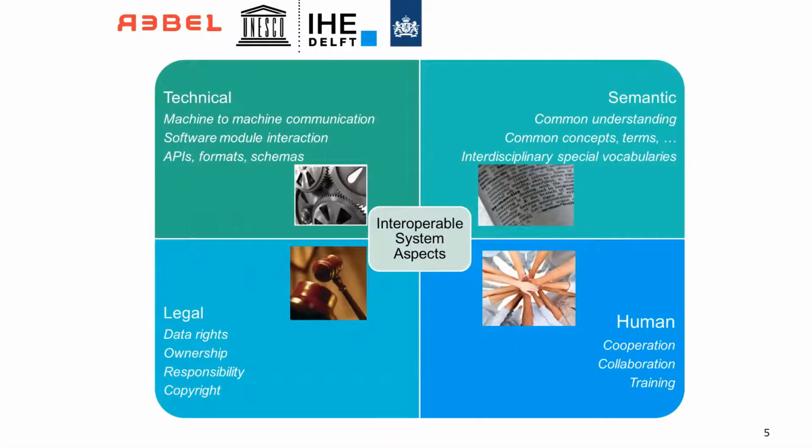So we have to look at interoperable system aspects. The first aspect is technical. How do different machines communicate with each other? Sensors with servers, different servers with each other, servers with desktop software, and commonly we use APIs for that, application programming interfaces, to deal with different formats and different schemas and make them more compatible.